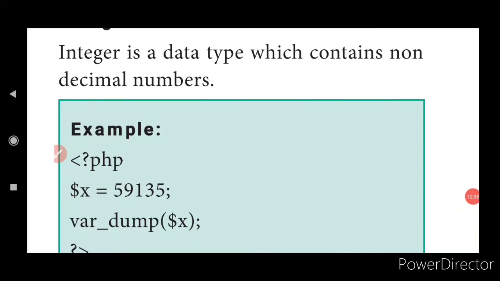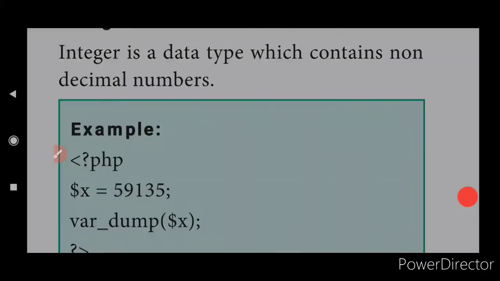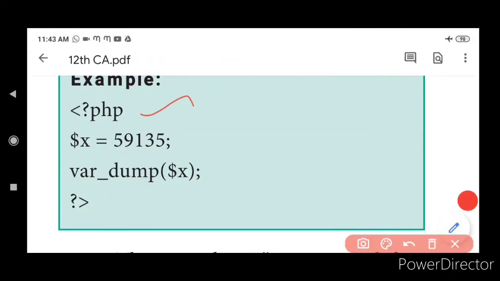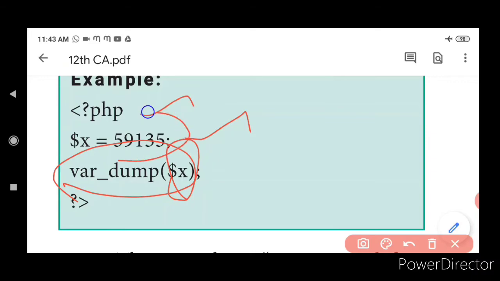Your integer contains non-decimal numbers. Non-decimal number means there are not going to be any decimal values. Yes. Now take this example. What is actually given? PHP is given, $x value is given, and next what do you have? Variable dump $x, and it will be printed along with the data type. What is the value of $x? 5135.